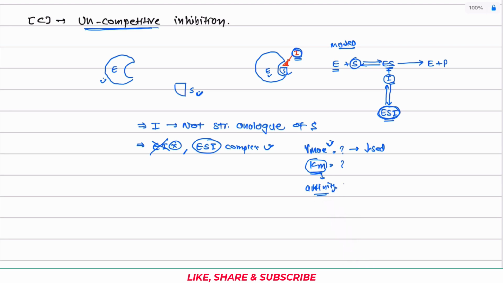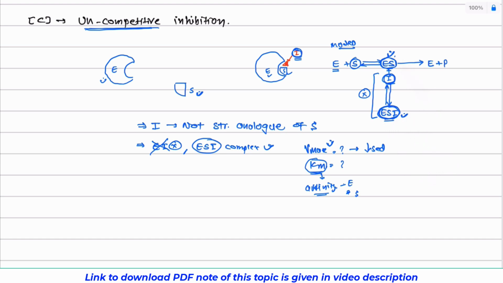Affinity between what? Affinity between enzyme and substrate. So what will happen in the presence of inhibitor? If this inhibitor is not present, what will happen? Some of the enzyme substrate complex will always be there, right? But in the presence of inhibitor, in addition to this ES complex, this ESI is also there. And see, in both of these, ES as well as ESI, the substrate is bound with the enzyme. So it looks weird, but here the inhibitor is actually increasing the affinity between enzyme and substrate.